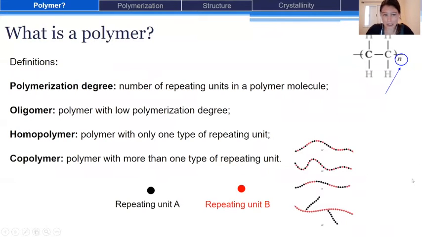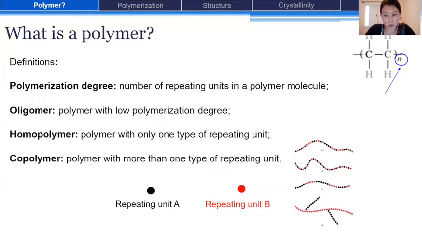After that, we can introduce the polymerization degree. So we saw that when we represent the chemical structure of a polymer, we use this notation and we write this small index, which is n. And in fact, n is the polymerization degree. It is the number of repeating units in the polymer molecule. Then we can introduce other definitions. Oligomer, which is a polymer with a low polymerization degree. We will describe it after.